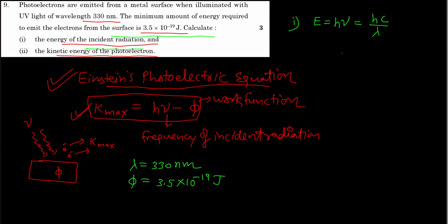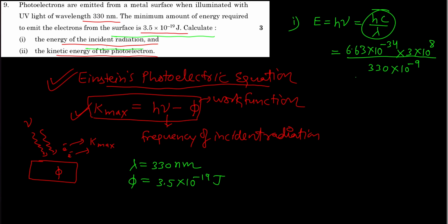Here the energy of the incident radiation will be given by this formula, as lambda is given in the question. Planck's constant h value is 6.63 into 10 raised to the power minus 34 joule second, which is given at the beginning of your question paper. Into c, the speed of light, which is 3 into 10 power 8 meter per second, and this whole thing divided by lambda, which is 330 nanometer, meaning 10 power minus 9 meter. Now all the values are in SI units. So let me solve this.